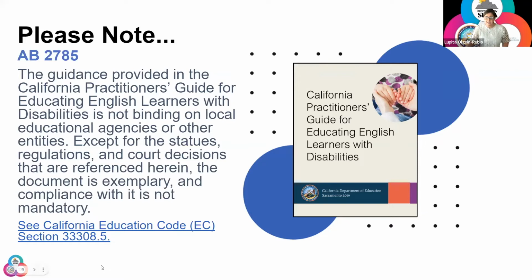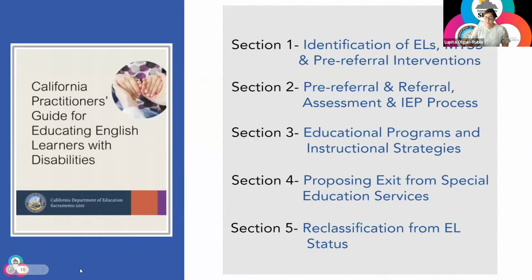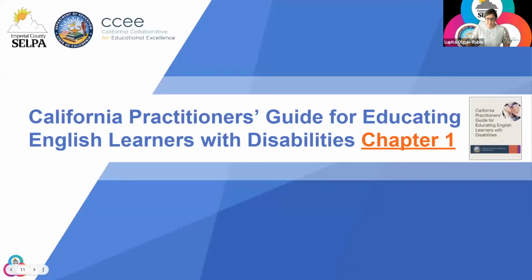So although it is not a requirement, it is a very powerful guidance document that we have had the privilege to be able to push out through professional development throughout these last few years. This guide, the Practitioner's Guide for Educating English Learners with Disabilities, is formatted into 5 sections, as you can see here. Of these 5 sections, today we're going to focus on Chapter 1.